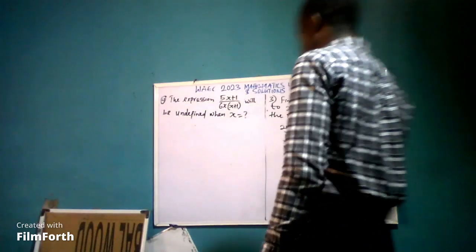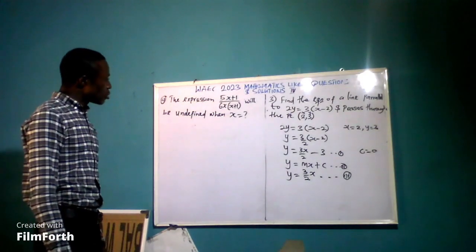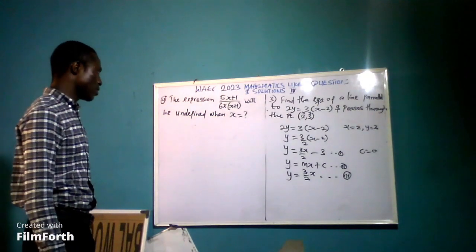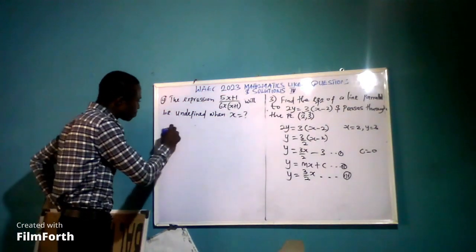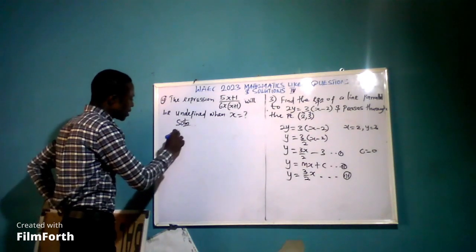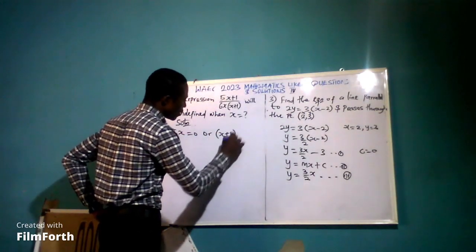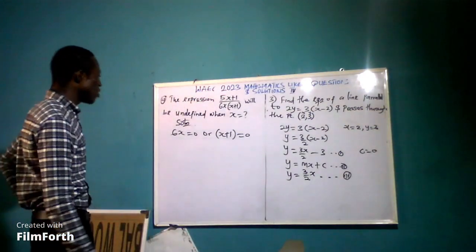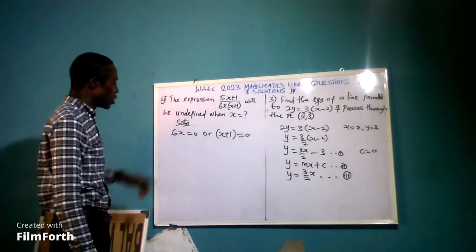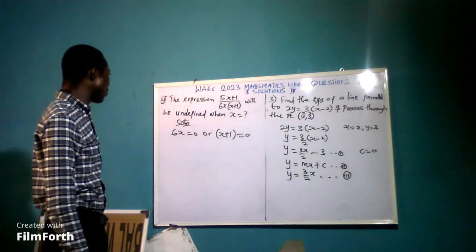Now let's take question number 4. The expression 5x plus 1 all over 6x into bracket x plus 1 close bracket will be undefined when x is equal to what? The conditions are either 6x is equal to 0 or x plus 1 equal to 0. These are the conditions. Any of these conditions will make the denominator of this expression equal to 0, and in turn make the whole expression undefined.